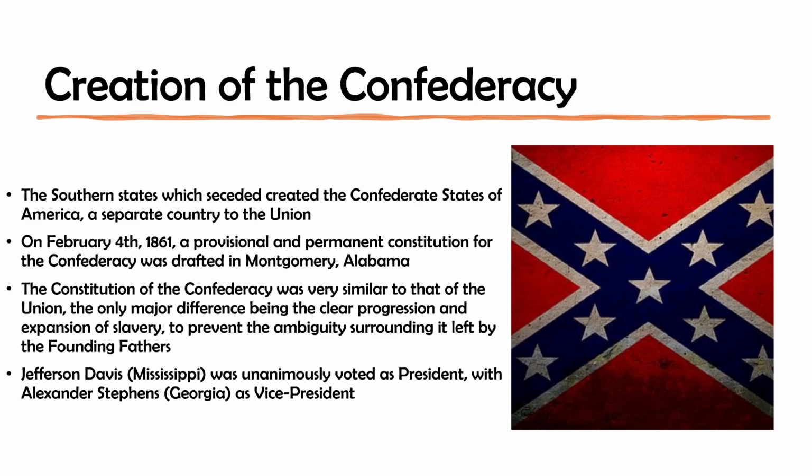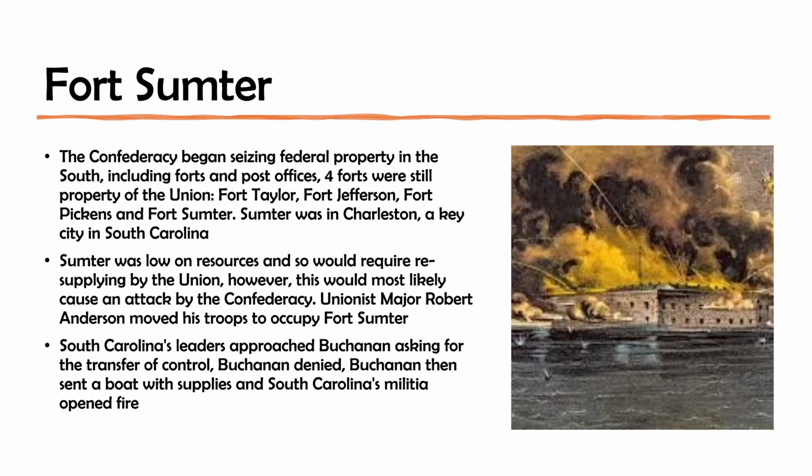The president was Jefferson Davis of Mississippi, and Alexander Stephens of Georgia was elected as vice president. These were mainly elected because they weren't really radical or really far one way. They were more moderate candidates, so it wasn't like really southern or really northern, I guess you could say.